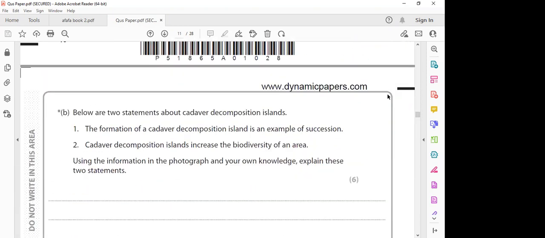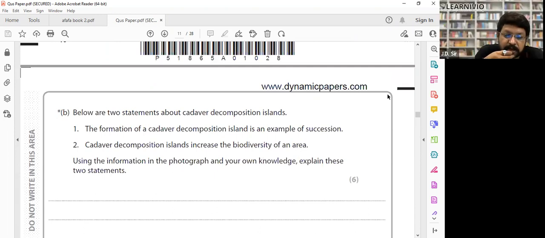The questions which have been star marked, like this one. Below are two statements about the carrion decomposition island. Till now we haven't studied it. The formation of a carrion decomposition island is an example of succession. The carrion decomposition island increases the biodiversity in the area. Using the information in the above photograph and your knowledge, explain these, but nothing else.